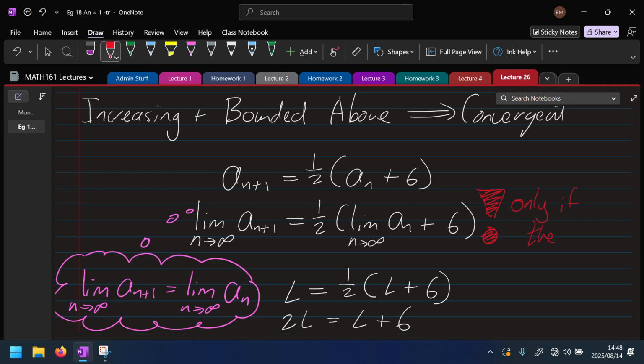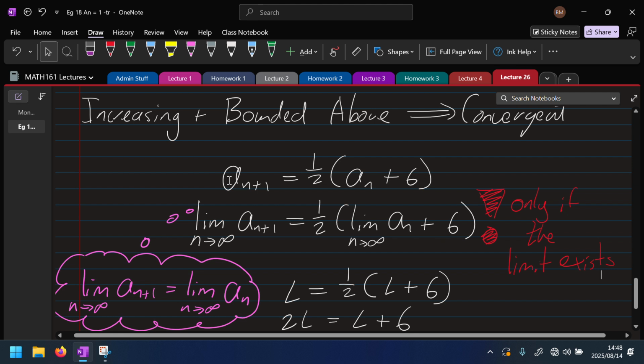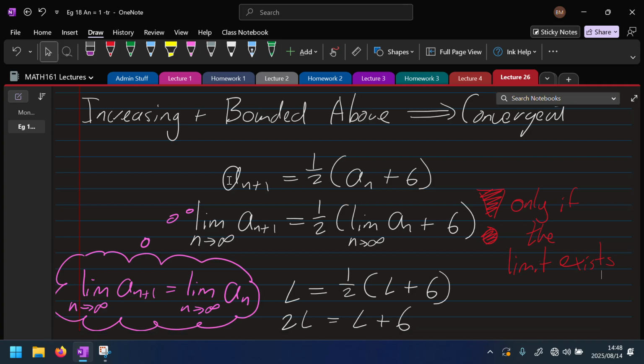Only if the limits exist. Right, you can't do it for every single recursive sequence you see. If it's a convergent sequence, then you can do this. Okay, so that's why part 1 will be show it's convergent. Part 2 will be find the limits. Okay, you'll have it like that for the quiz.